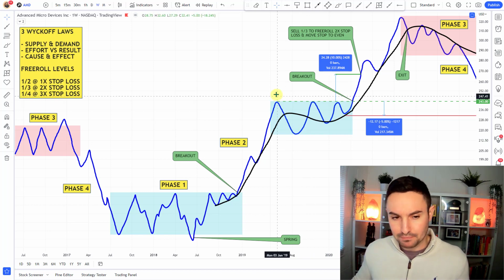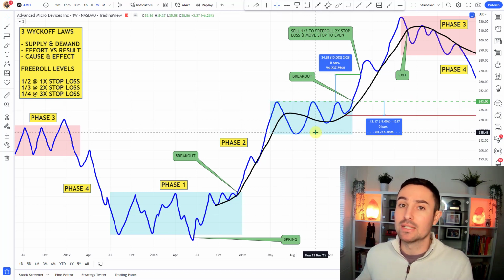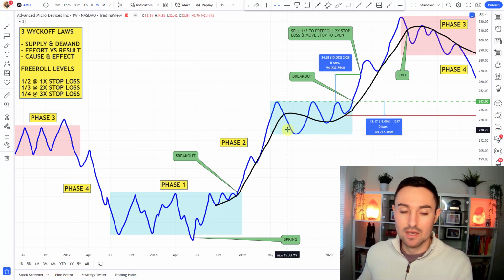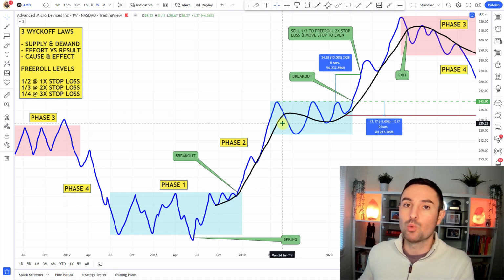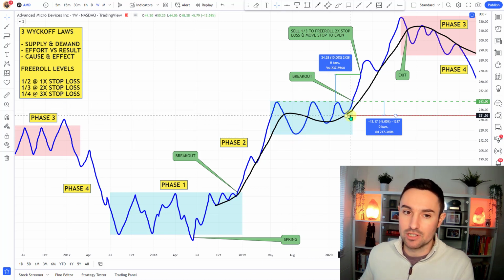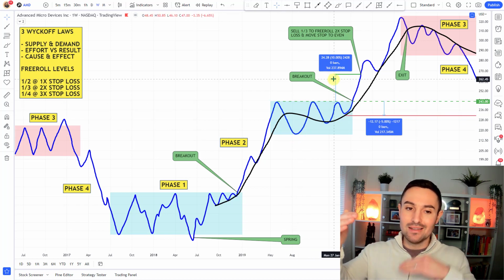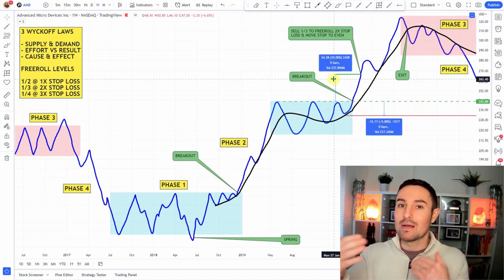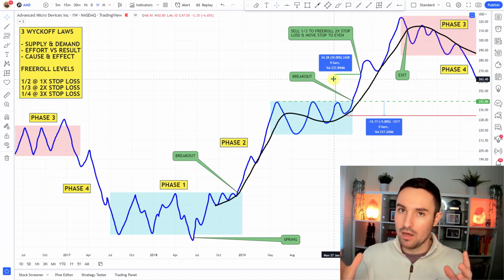So then we see the stock starts basing out and building this VCP. Now commonly in a VCP you will see somewhere between 2 and 5 contractions. For the purpose of this example, we have 3 contractions. We have contraction number 1, contraction number 2, and contraction number 3. Now you would like to see the depth of those contractions around about halving each time for a perfect VCP.